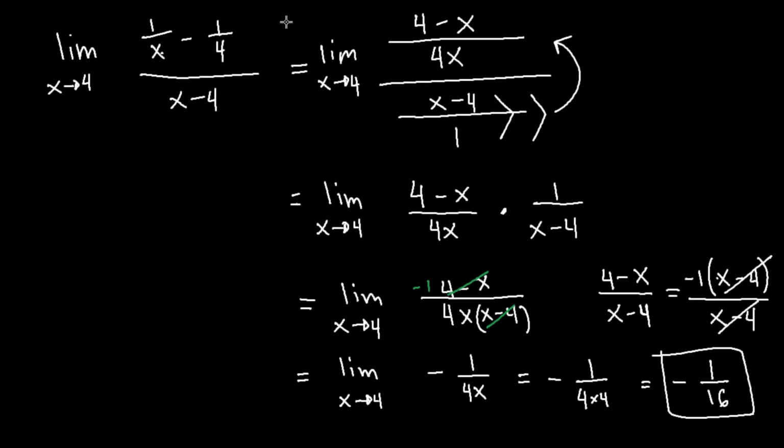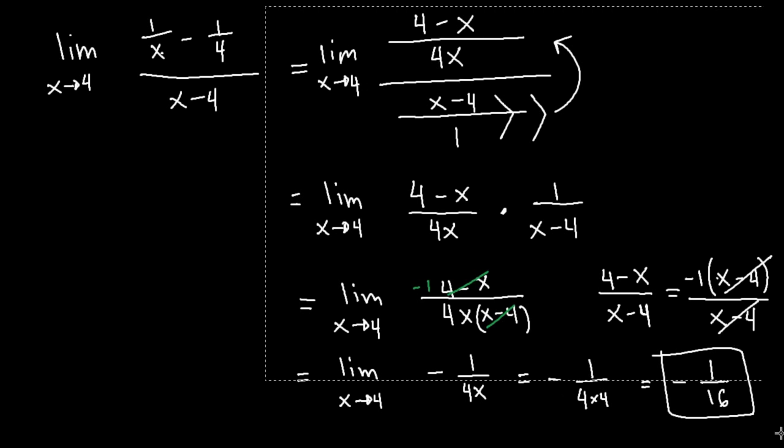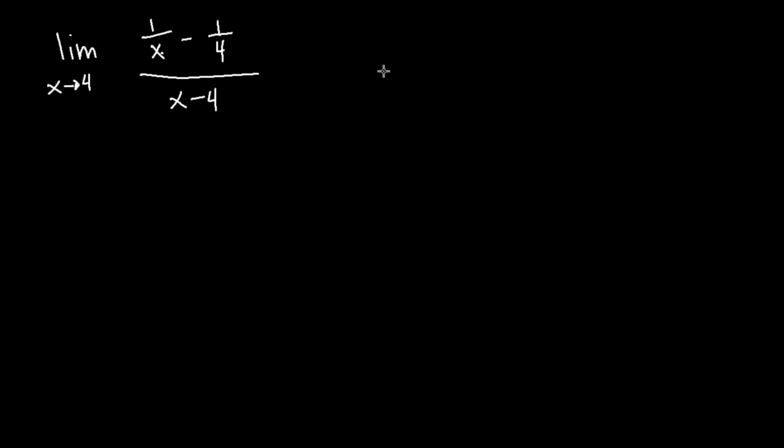But in the exam, if you cannot figure it out directly, you can use the other method, which is to let x be a value close to 4. For example, 4.1. So you let the value of x be 4.1. So that's 1 over 4.1 minus 1 over 4, all over 4.1 minus 4.